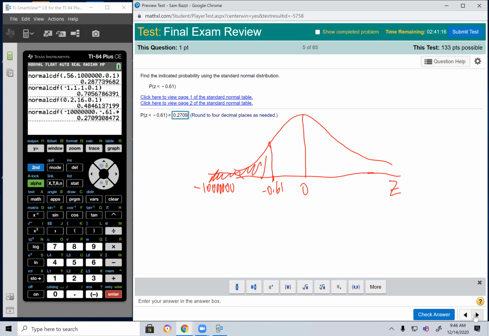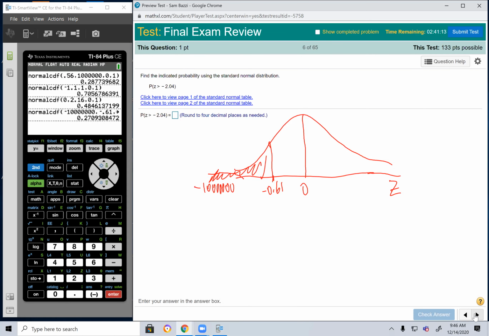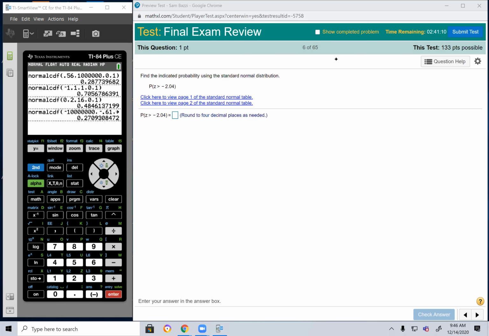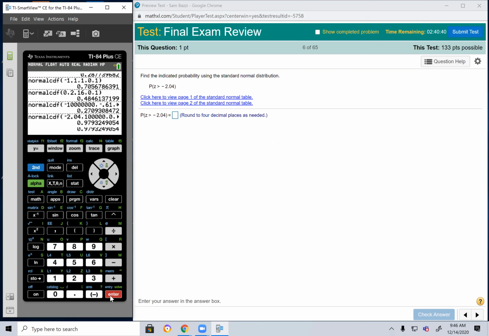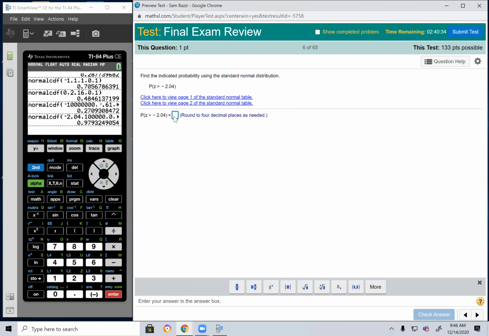All right, next. Okay, we'll clear. Probability of Z greater than negative 2.04. So it's going to be greater than. So the lower bound is going to be negative 2.04. The upper bound is 1 million. So you just put negative 2.04, upper bound is 1 million, and 0 and 1. There you go. It's 0.9793.